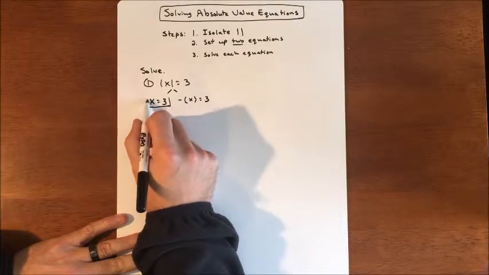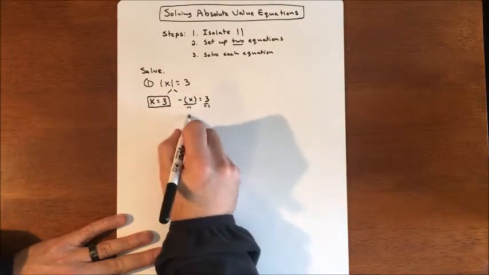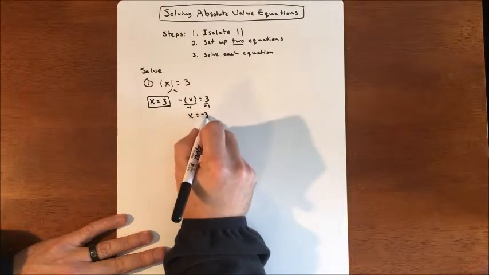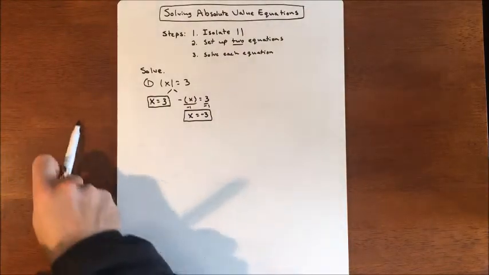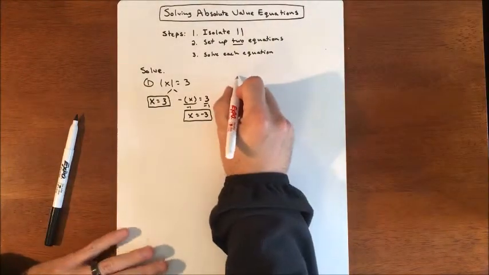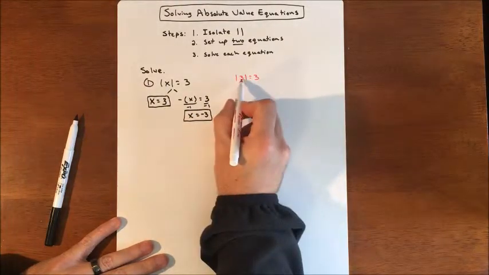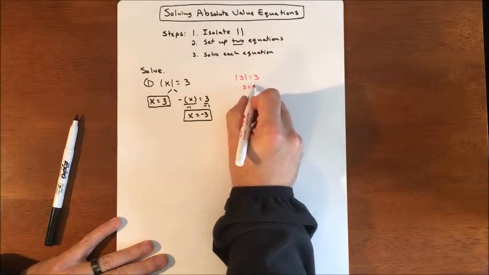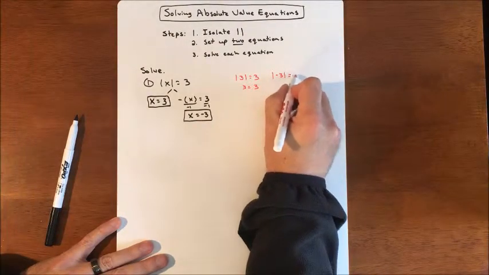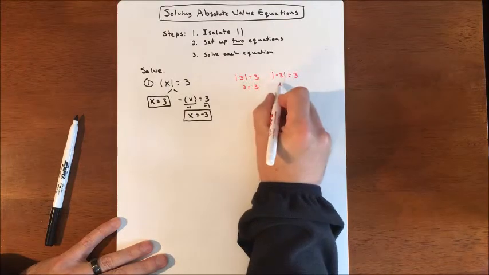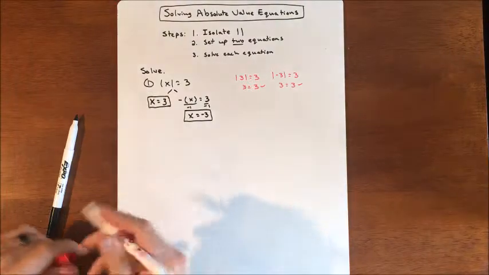This one, there's nothing to do. That one's solved. Here we'll divide by -1, and that'll give us an x equals -3. Okay, so let's verify that it works. So the first one, we plug 3 in, so it's the absolute value of 3 equals 3, and then the absolute value of -3 equals 3. The absolute value of -3 is +3, so it checks.